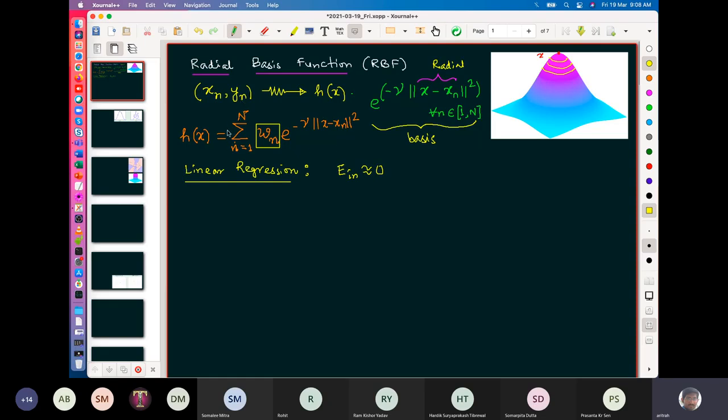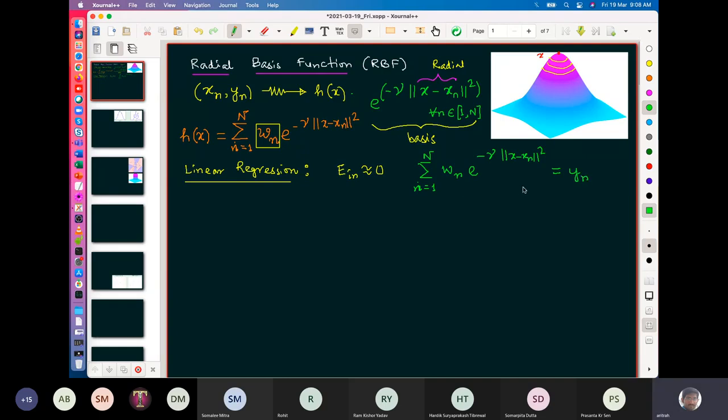So for x1, the function that I predict for y1 should be equal to y1. The situation is a bit simpler because for every point, n equal to 1 to capital N, the sum of wn e to the power minus gamma times the squared norm of x minus xn should be equal to yn.